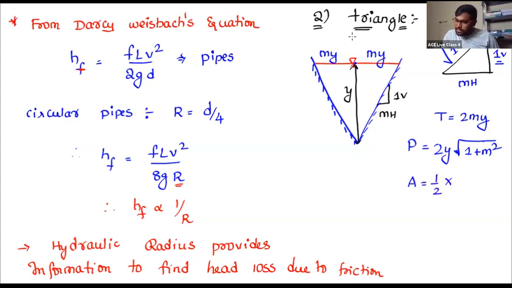Half into base. Base means top width, right? 2my into height, y. 2 gets cancelled. Area is nothing but my square.